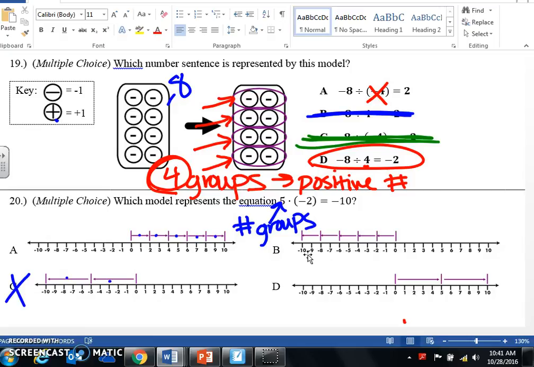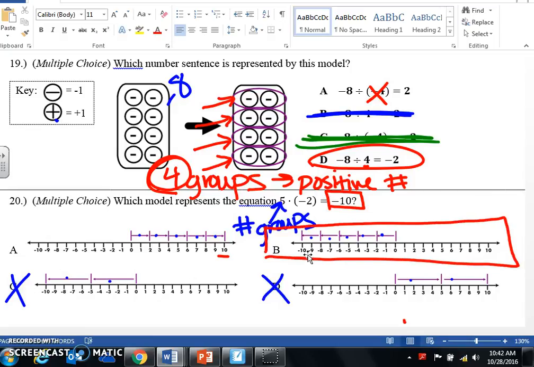1, 2 groups. Nope. 1, 2, 3, 4, 5 groups. Keep it. 1, 2 groups. Nope. So now I know my answer is going to be -10. This one ends at +10. This one ends at -10. Therefore, my answer is B, because that's saying 5 groups of -2 equals -10, and B is true.